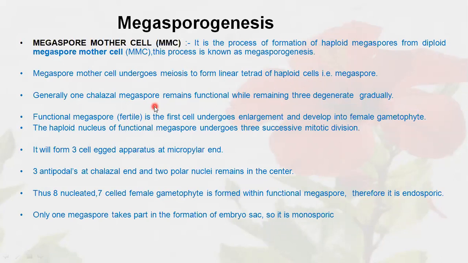One cell will be functional, which is present at the chalazal end, and the remaining three will degenerate. This functional megaspore will enlarge and undergo three successive mitotic divisions. It will form a 3-celled egg apparatus at the micropylar end and 3 cells at the chalazal end, giving an 8-nucleated and 7-celled female gametophyte, which is endosporic.